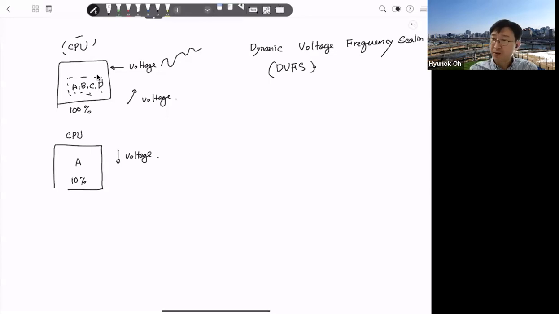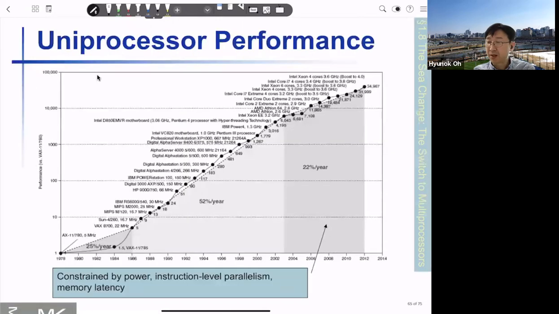Okay, so that's all. You just have to remember that power is proportional to V squared, and frequency is proportional to the voltage. So just remember that.